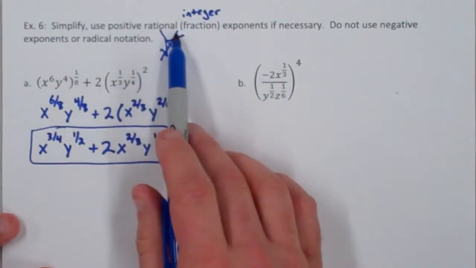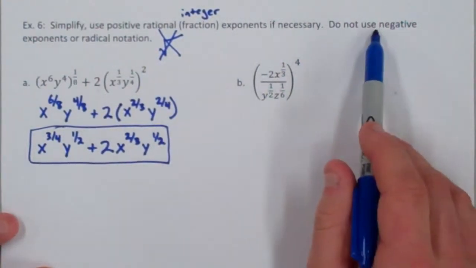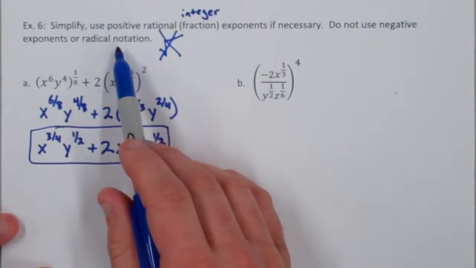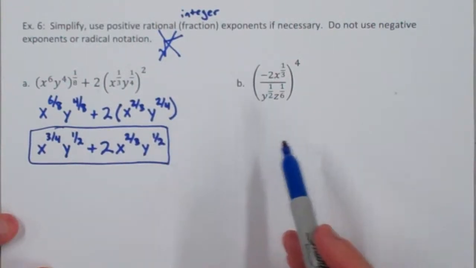We're using positive rational exponents. Do not use negative exponents or radical notation. Okay, there's no negative exponents, there's no radical signs, so we're good here.